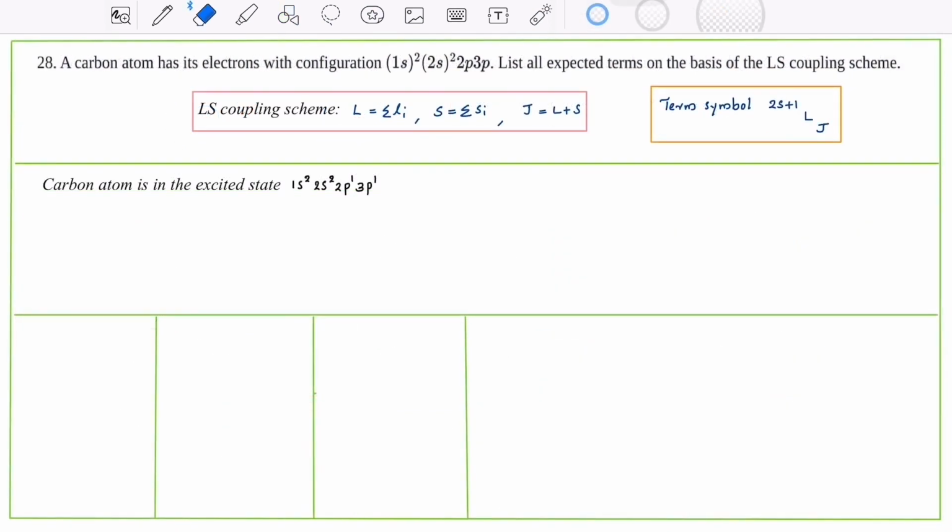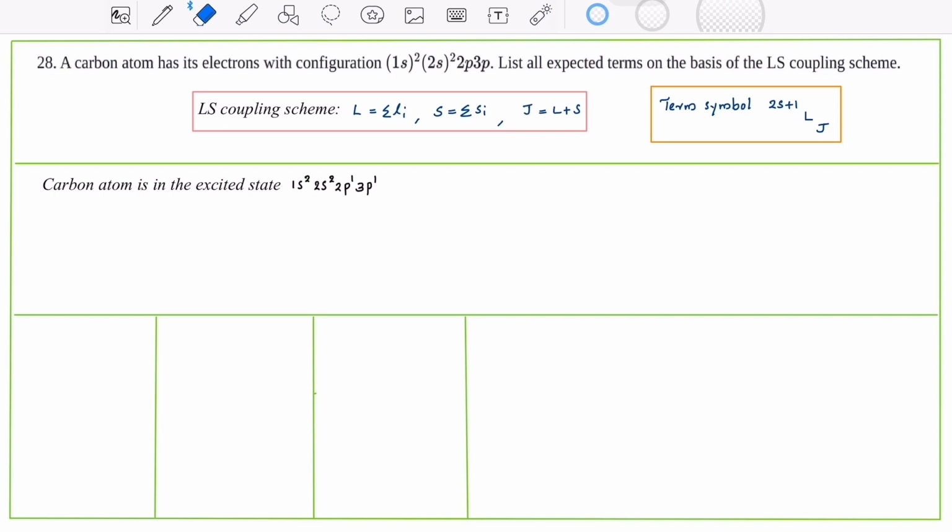The next problem is: a carbon atom has its electrons with configuration 1s², 2s², 2p, 3p. List all expected terms on the basis of LS coupling scheme.